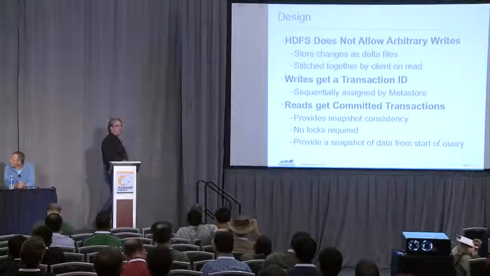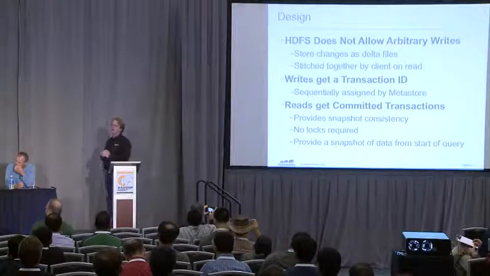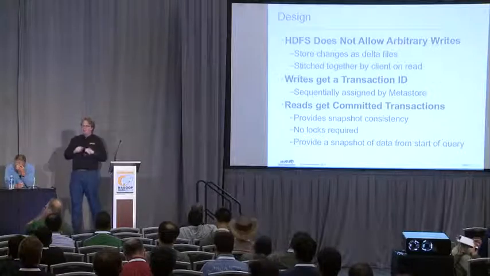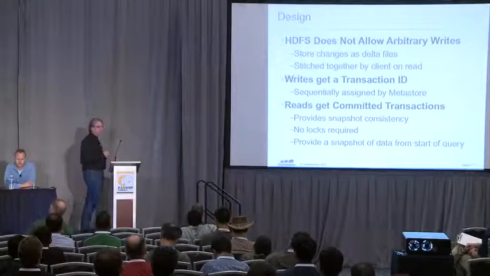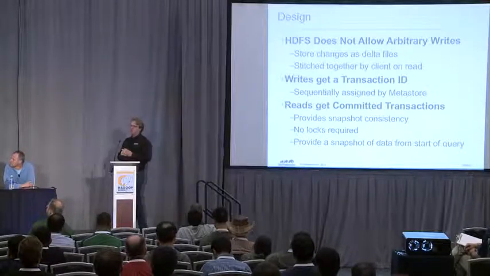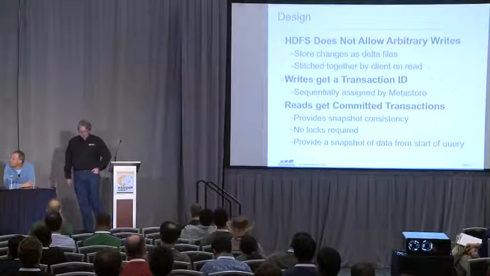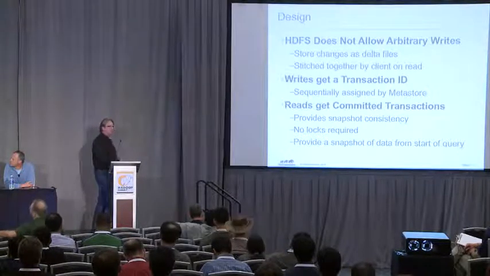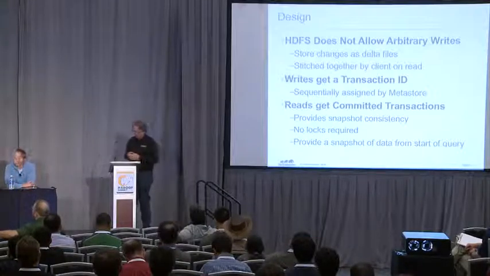OK, now we're still storing the data in HDFS. HDFS doesn't allow you to write into the middle of files. You can add to the end, you can write new files, but you can't change the files that are already there. So what we're doing is we're storing the data as a base file and a set of delta files. Then when the client reads, he stitches them together into one coherent view.